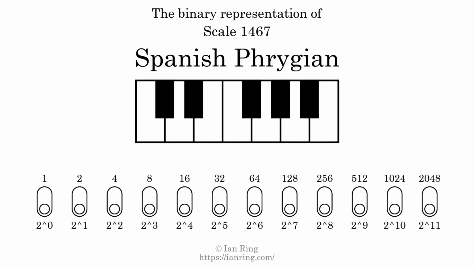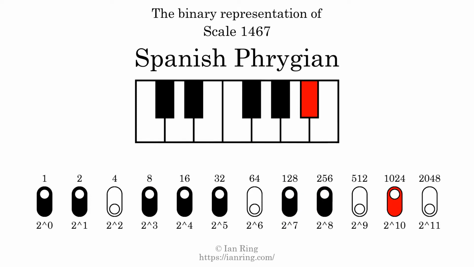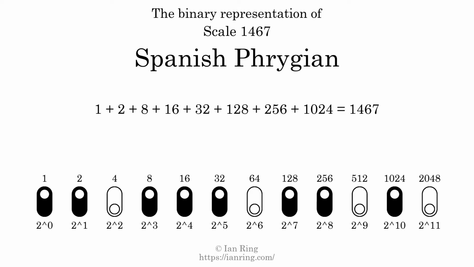The binary representation of this scale is determined by mapping tones of the scale to binary digits. Each binary digit represents a power of 2. To get the scale number, we add the powers of 2 together. The powers of 2 that are present in the scale, all added together, equals 1467. That is why the scale number, in decimal, is 1467.